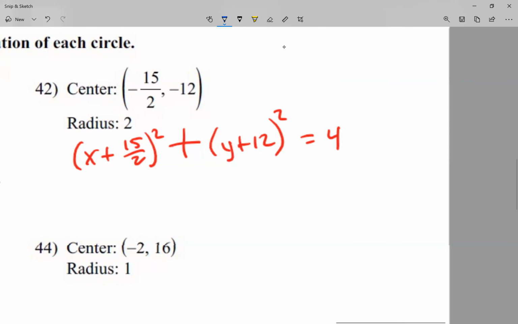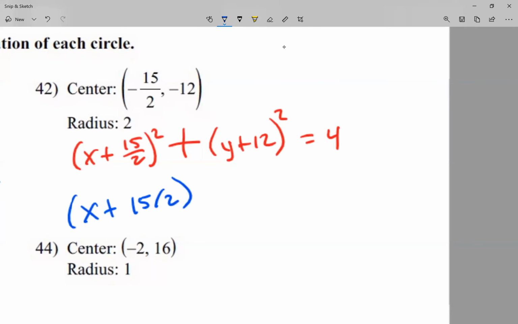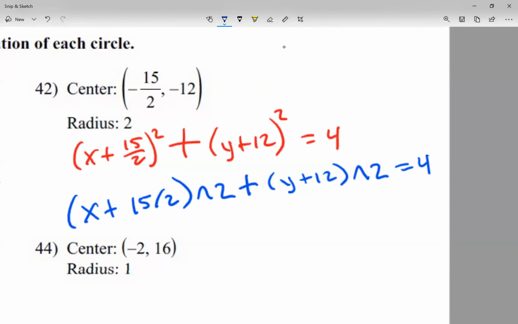The way we type it: open parentheses, x plus 15 backslash 2, close your parentheses, to the second power, plus my second parentheses, y plus 12, close parentheses, to the second power, and this is equal to 4. Again, in red is how we write it. In blue is how we type it.